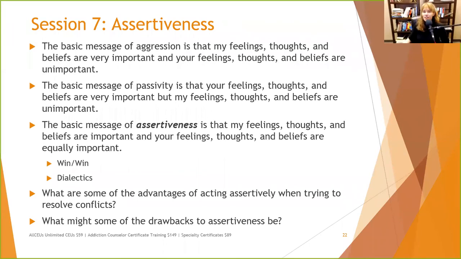Session 7 is assertiveness. The basic message of aggression is that my feelings, thoughts, and beliefs are very important, and yours are not. The basic message of passivity is that your feelings, thoughts, and beliefs are important, but mine are not. The basic message of assertiveness is that both of our feelings, thoughts, and beliefs are important. So that's awesome. So when we're being assertive, we're creating a win-win. We're not saying that you're wrong and I'm right, or your needs don't matter and mine do. We're saying, how can we get both of our needs met and compromise?